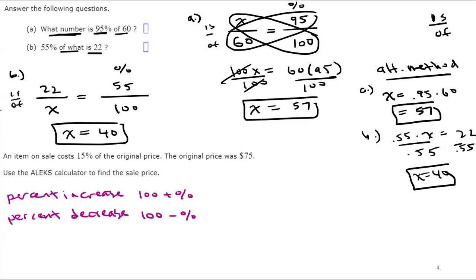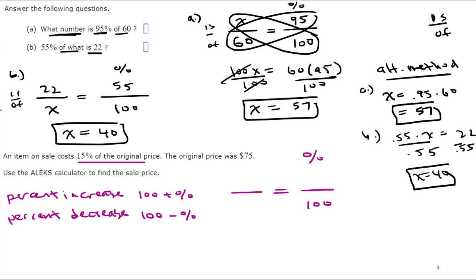So what do I mean by that? Again, I'm going to set this up as a proportion. Anything on the right column is going to be dealing with the percent, and I always have 100 here. Here it says an item on sale costs 15% of the original price. So that translates to I need to deduct from the 100%, right? 15% of the original price.